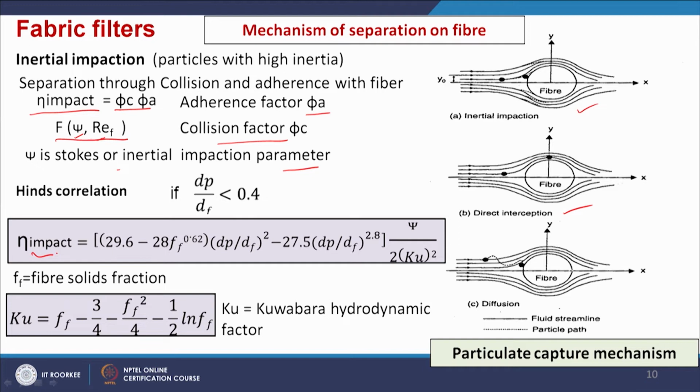So, eta, the efficiency for collection through impaction, is equal to this expression, where we see these are related to dp, the particle diameter, and df, the fiber diameter, and eta and ku. ff is the fiber solid fraction and ku is the Kuwabara hydrodynamic factor, where ku is equal to minus ff minus 3 by 4 minus ff square by 4 minus half into ln ff. These are the different expressions available to calculate the efficiency due to impaction.